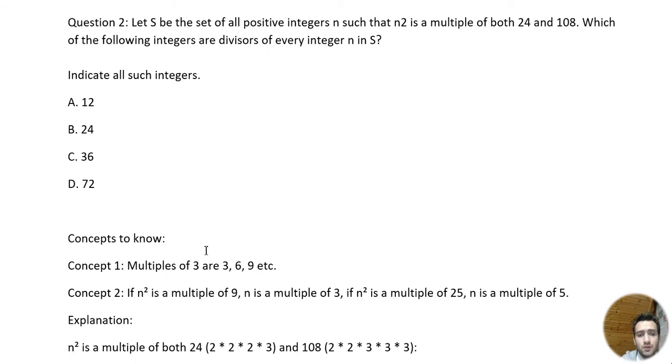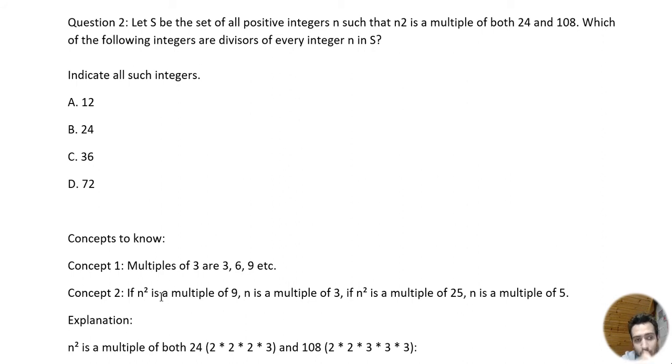For this question we need to know two concepts: what multiples are, and what the difference is between the multiples of n squared and the multiples of n. Multiples of, for example, 3 are 3, 6, 9, and so on. Many people confuse them with factors, but 3 actually has only two factors, 1 and 3. If we consider only prime factors, this will be only 3. Or 9 has the factor 3, or 9 is a multiple of 3, okay?